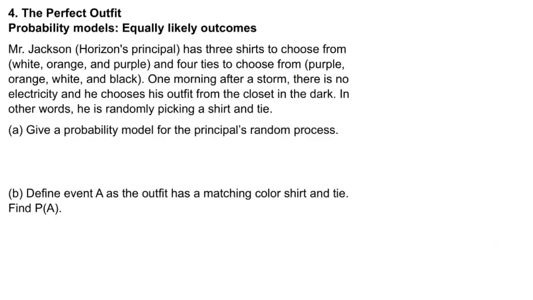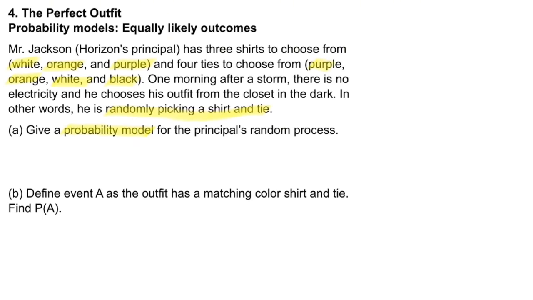So, the perfect outfit. Mr. Jackson, who is Horizon's principal, has 3 shirts to choose from, white, orange, and purple, and 4 ties to choose from, purple, orange, white, and black. One morning after a storm, there is no electricity, and he chooses his outfit from the closet in the dark. In other words, he is randomly picking a shirt and tie. Give a probability model for the principal's random process.